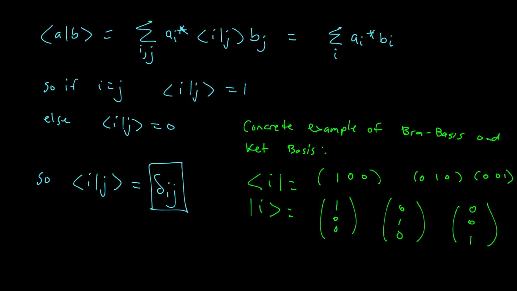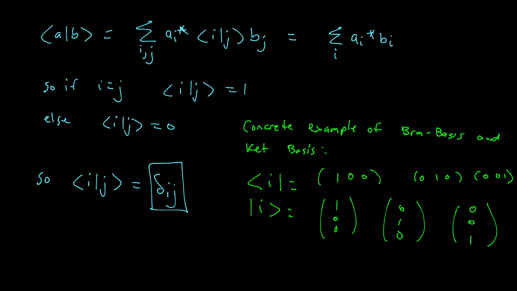Since the formula we arrived at has to equal the sum over all i of Ai star Bi, that means bra i times ket j has to equal the Kronecker delta. Since bra i times ket j equals 1 if i equals j, and otherwise it has to equal 0 in order to make the two formulas consistent with each other.